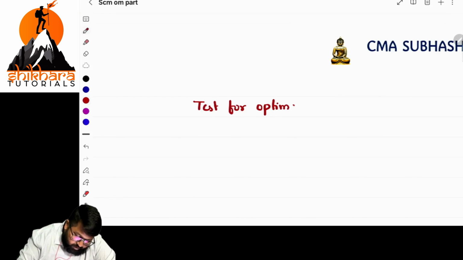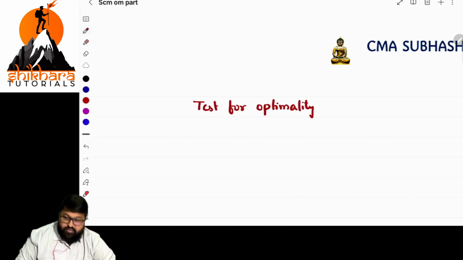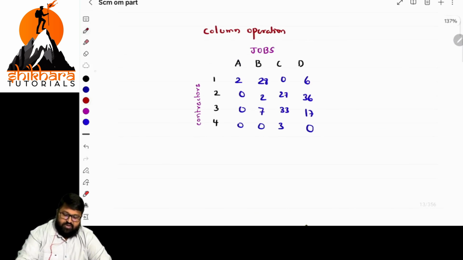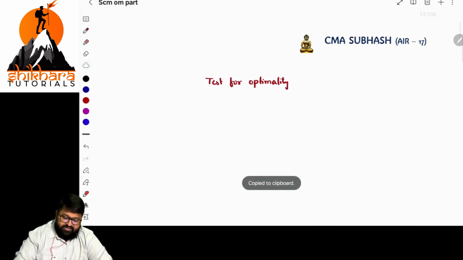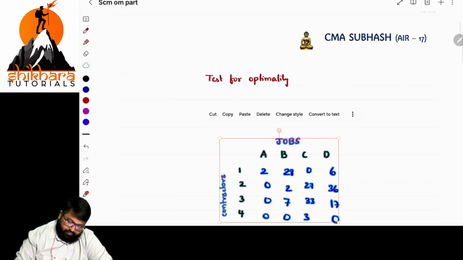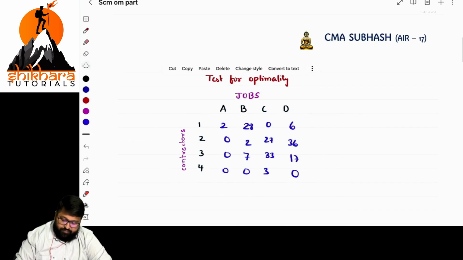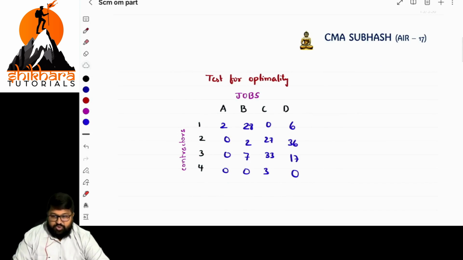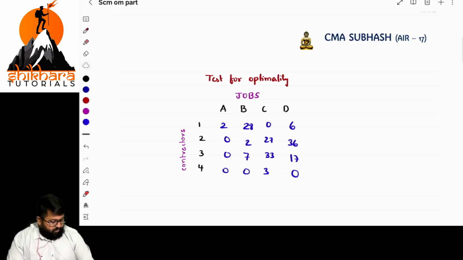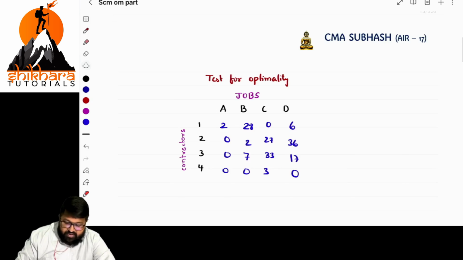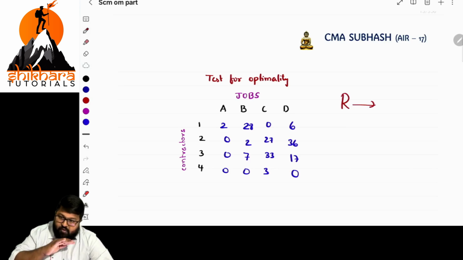What do I have to do, sir, in the test for optimality? In this case, as usual, whatever matrix you obtained in the earlier step has to be taken as the starting point. What do you have to do? There should be some sort of checking. The checking process should always start from rows, and after completion of all the rows, you can go for a check with the columns.